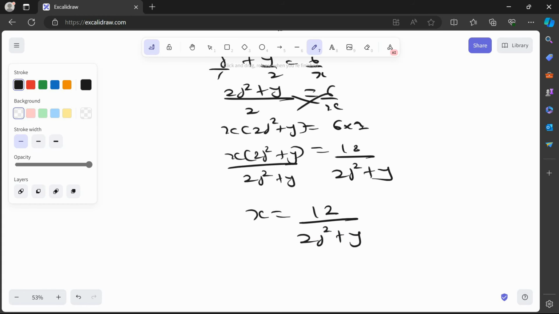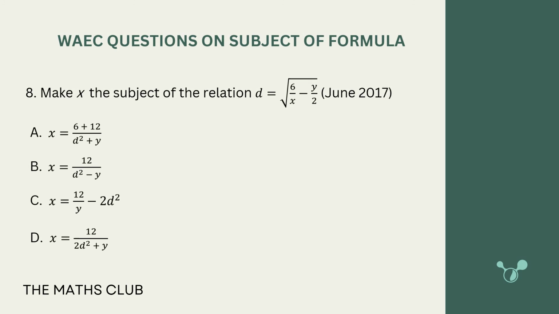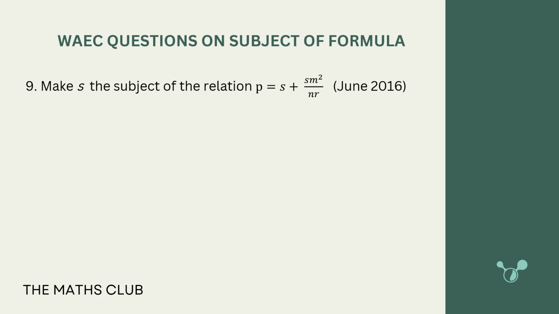Let's see if our answer is correct. That should be option D. Great. Next one says that we should make x the subject of the relation P is equal to S plus SM squared all over NR. I want you to pause the video and try it out yourself.